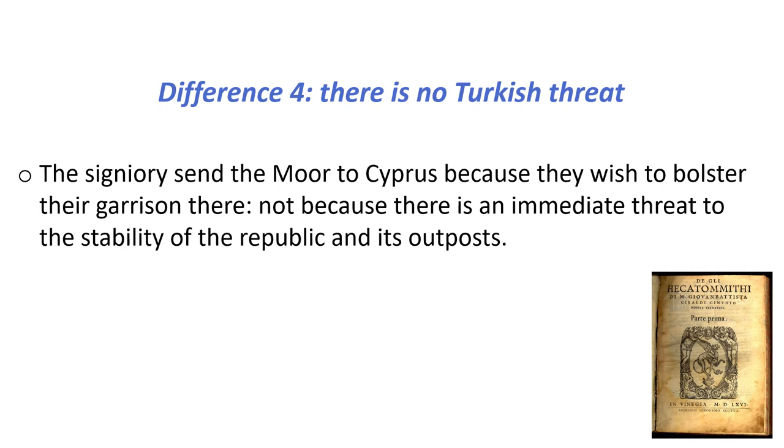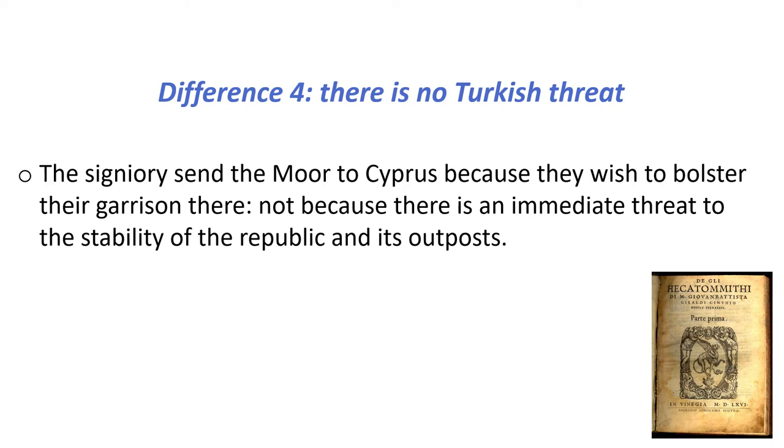Difference four then, there's no Turkish threat in Cinthio's version. So the Signory in Cinthio send the Moor to Cyprus because they just wish to bolster their garrison there. Okay, it's not because there's an immediate threat to the stability of the Republic and its outposts. So this leads us to a really interesting question, because in Othello, the Turkish threat actually comes to nothing.